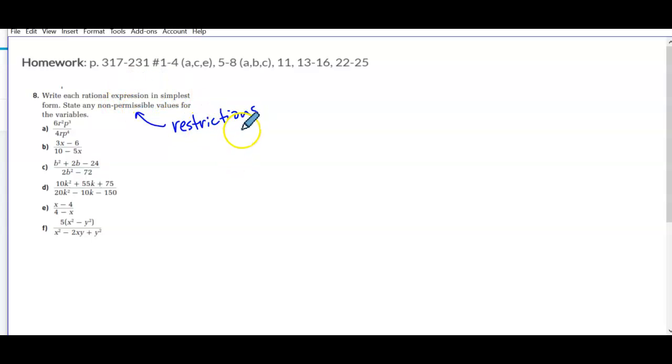Non-permissible values, restrictions. Usually with restrictions, we say the variable is not equal to, and non-permissible, we just state the values. So in this case, simplest form, remember, you have to factor everything first, if you can. You can only divide out common factors. So for A, those are all factors. Those are monomials in the numerator and denominator.